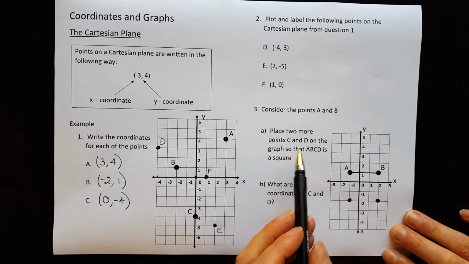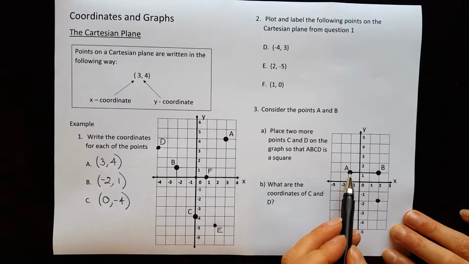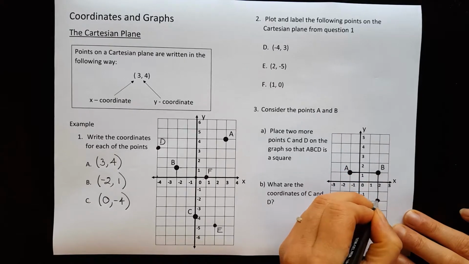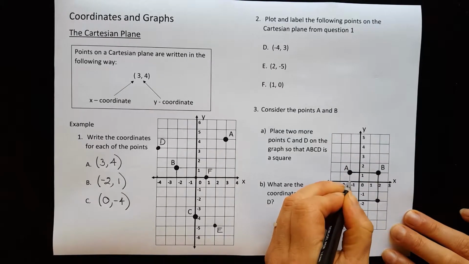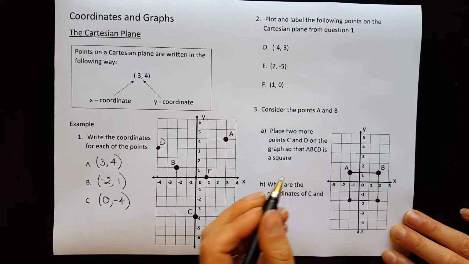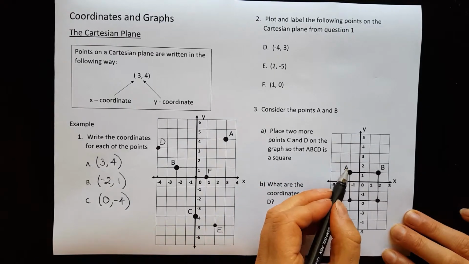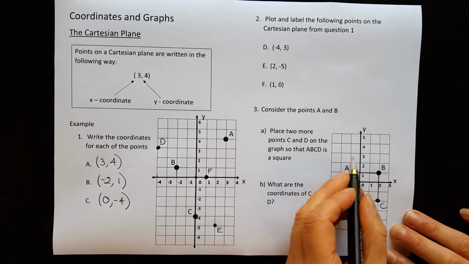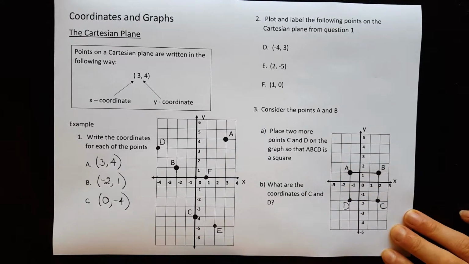We want to label them, so it's A, B, C, and D. Often when you're labeling shapes, we go around in a circular motion going around with the labeling. So if this is A, this is B, we'll label this one C and this one D, so it goes around the square.